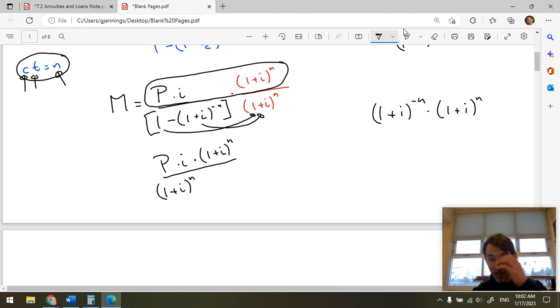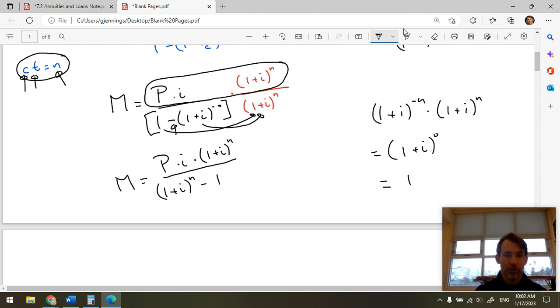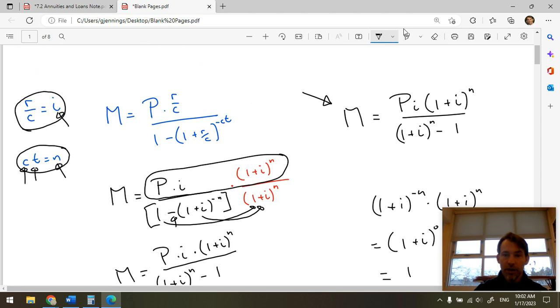When you're multiplying things with the same base, you can add the exponents together. n plus negative n is 0. So this is equal to (1 plus i) to the 0. What's something to the 0? It's 1. So this will be minus 1, because it's minus there. So that's what the monthly payment is equal to. Oh, it's the same. It's the same.